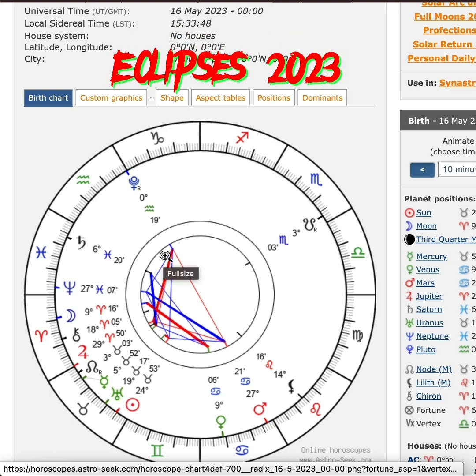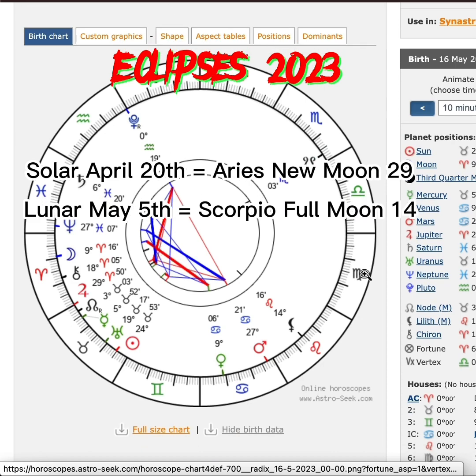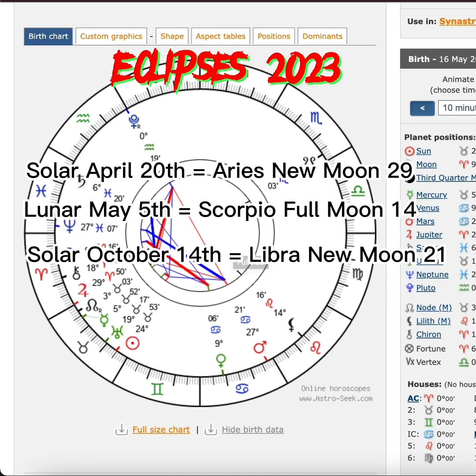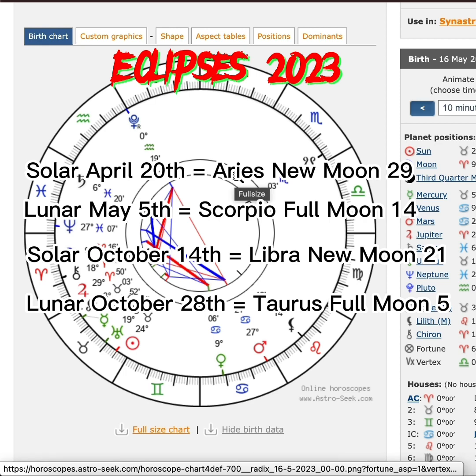Okay, up next, we're going to have the eclipses, okay? We're going to have 4 eclipses. Write down these days. One day will be April 20th. It will be an eclipse in Aries at 29 degrees. It is a new moon, okay? And Mars will be in Cancer then, okay? So the next one will be a full moon on May 5th, and it will be at 14 degrees Scorpio. Okay, and it's a full moon, and Mars will be at 21 degrees.